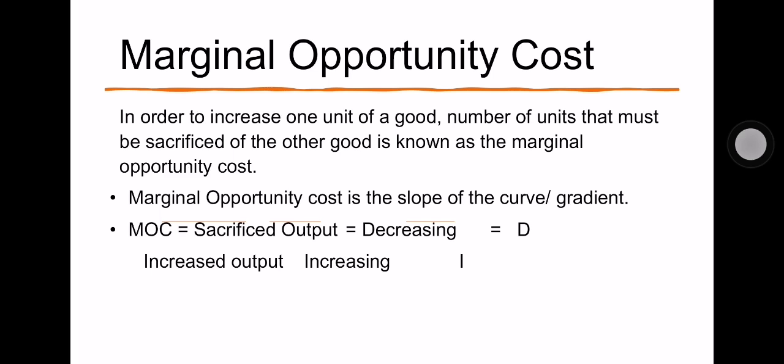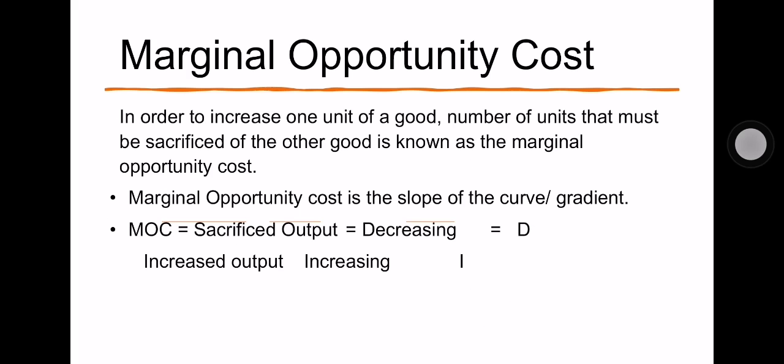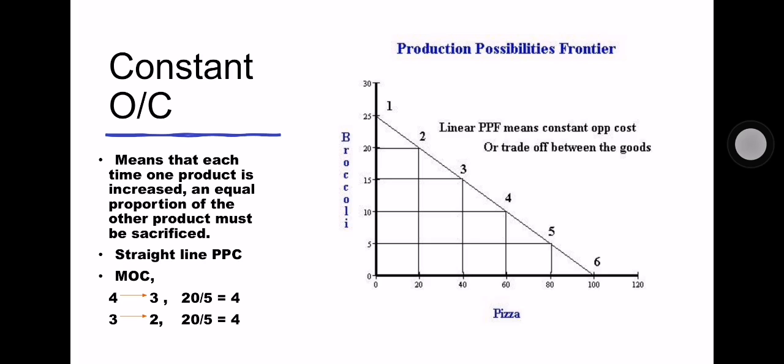Now, marginal opportunity cost is also equal to the slope of the curve, which is also known as the gradient. Alright, simple mathematics. However, let's look at this PPC. Don't read the description, just look at this PPC. Now, I told you marginal opportunity cost means when we increase 1 unit of a good, we have to sacrifice a certain amount of the other good. That's basic opportunity cost. So marginal opportunity cost is the calculation of that opportunity cost.